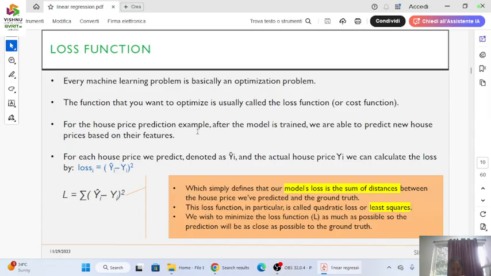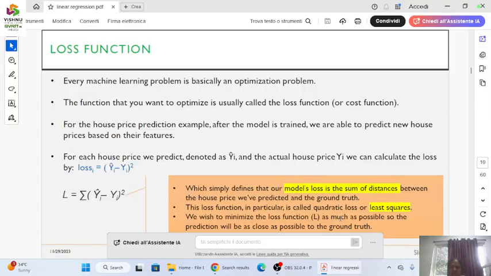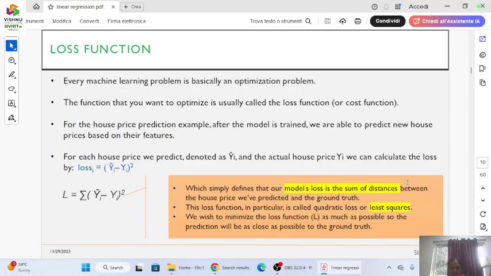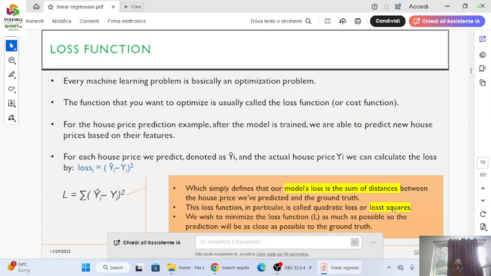For the house price prediction example, after the model is trained, we are able to predict new house prices based on their features. For each house, the predicted price is represented with y-bar, and the actual house price is y_i, and we calculate the loss by the loss function: y-bar minus y_i, whole squared. This is the loss function formula, used in quadratic loss or least squares, which minimizes the loss so that the prediction is as close as possible to the ground truth.